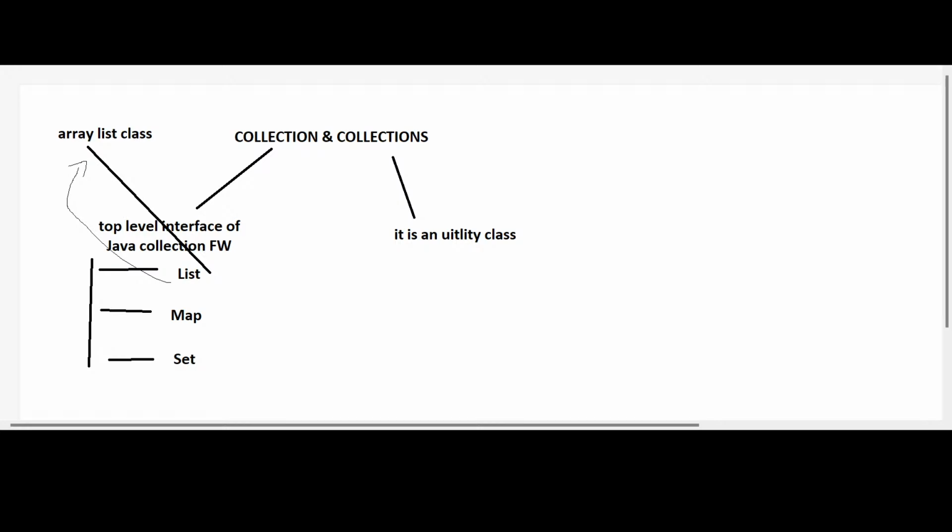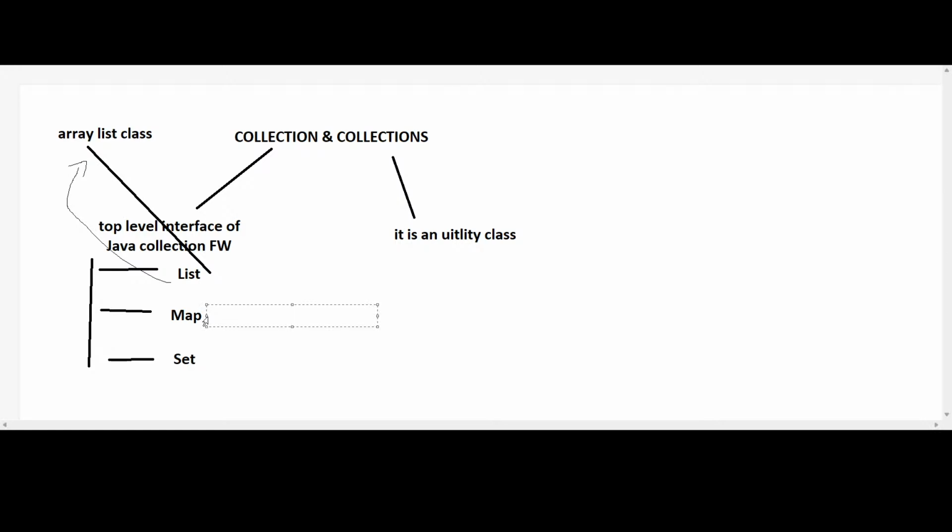In map, we will discuss HashMap. It is a class. In the set interface also, we have a class that is called HashSet. We are going to discuss list as the ArrayList class, map as the HashMap class, and set as the HashSet class. Here we also have Iterator and ListIterator, that is the Iterator interface and the ListIterator interface.